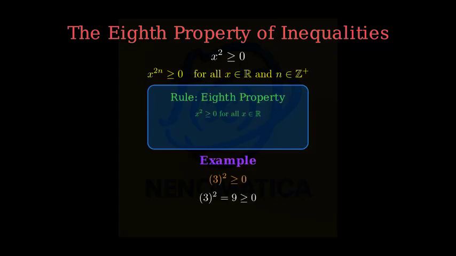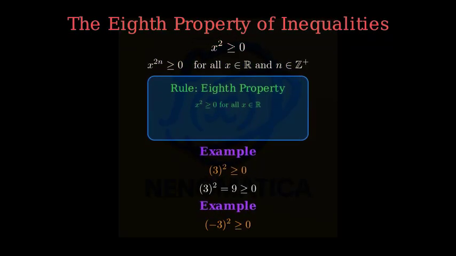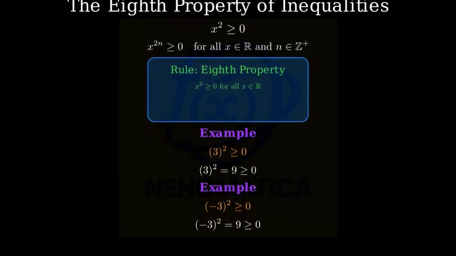Example, let's consider the number 3. When we square 3, we get 9, which is indeed greater than 0. So 3 squared equals 9, which is greater than or equal to 0. This confirms our property. Example, now let's try with a negative number, negative 3.